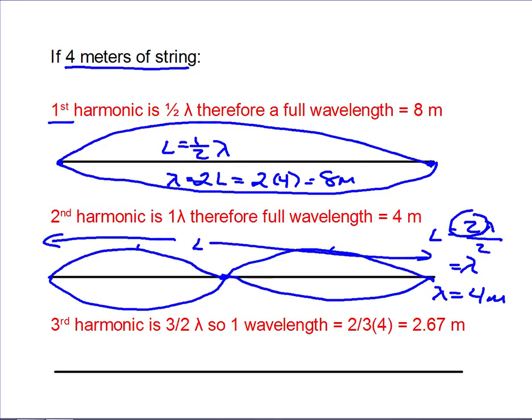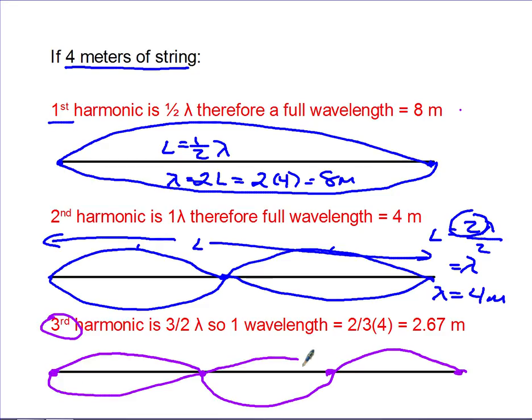Now, what about this one here? The third harmonic has 3 antinodes. So let's see if I can get these kind of evenly spaced. It's not as easy as you would think. Let's see, it goes up, that's 1, 2, 3. So let's finish this wave out. Gee, you will draw it so much better than I do.